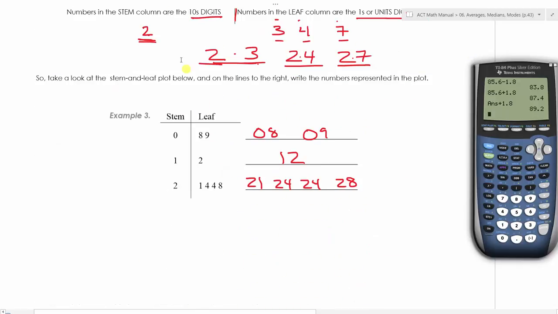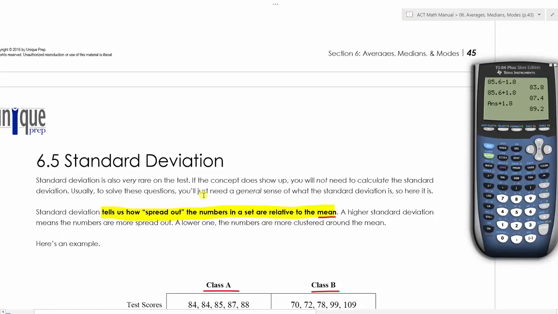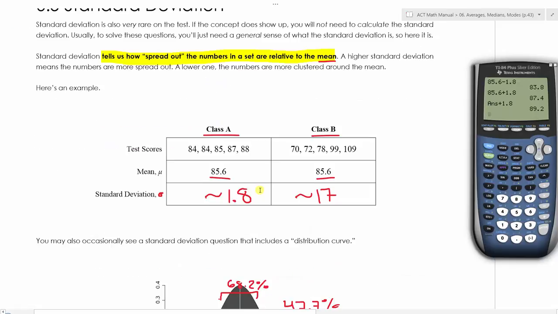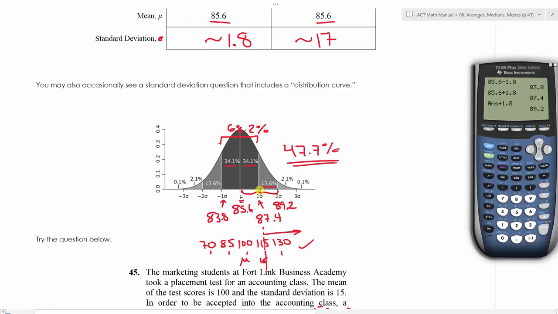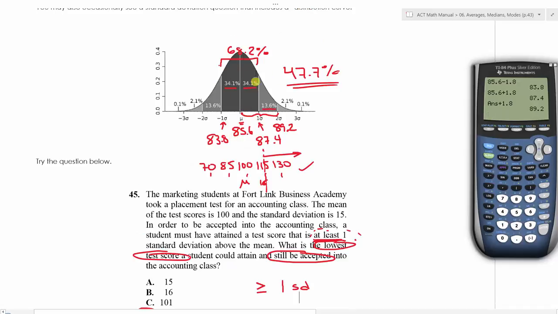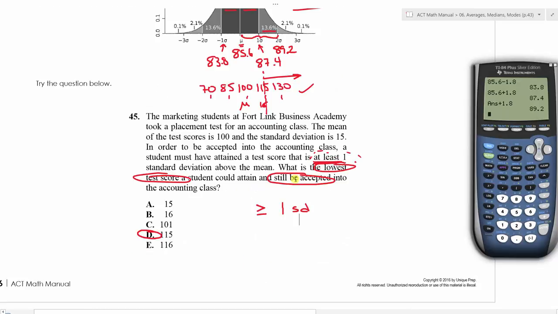Stem and leaf plots, tens digit in the stem column, ones digits in the leaf column. Standard deviation tells us how spread out a set of numbers is relative to the mean, and then distribution curves. If you do see one, you should know the information on this page. That is all for this section.